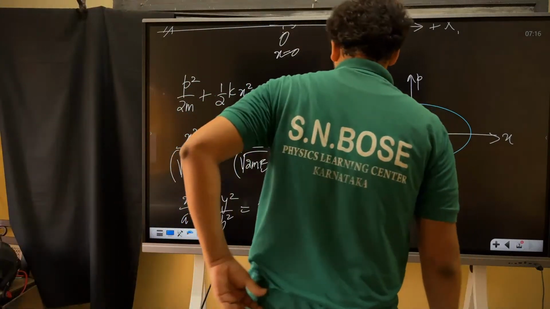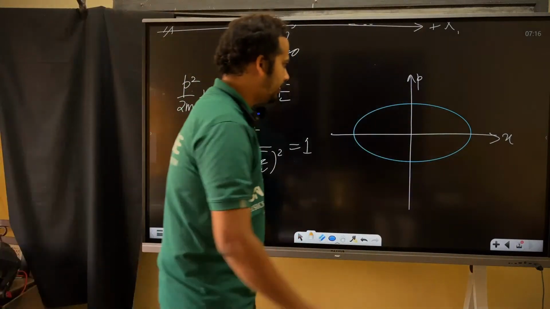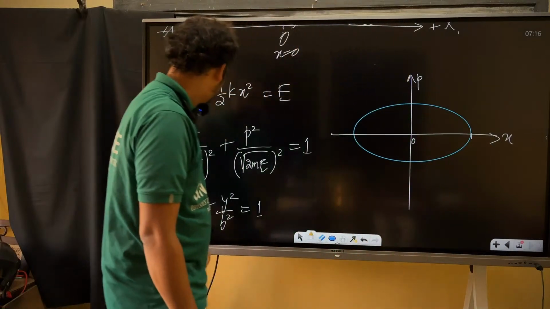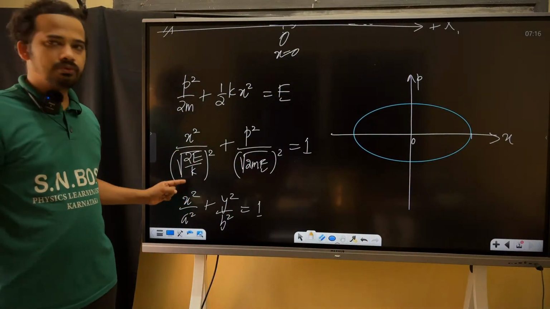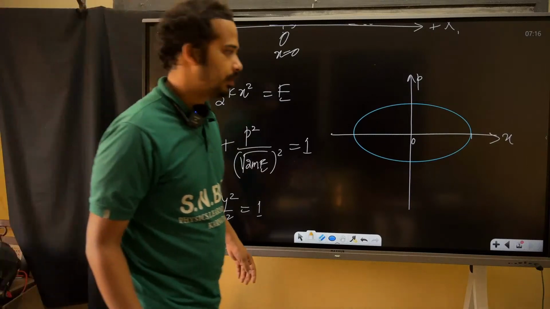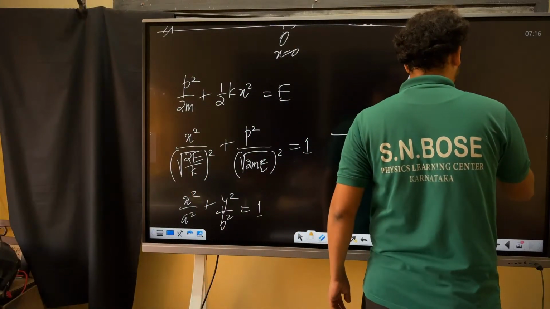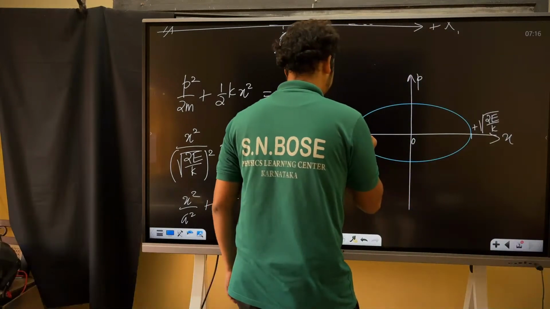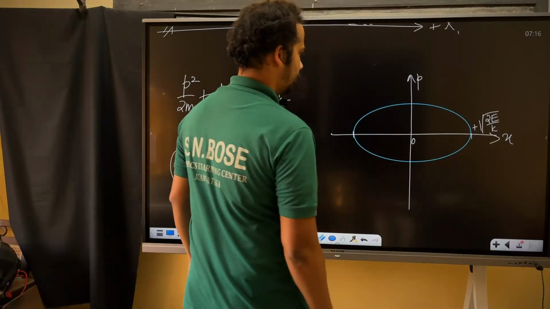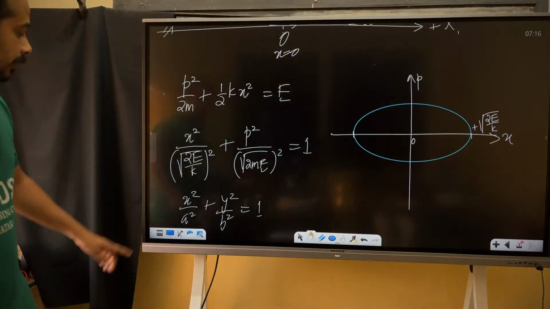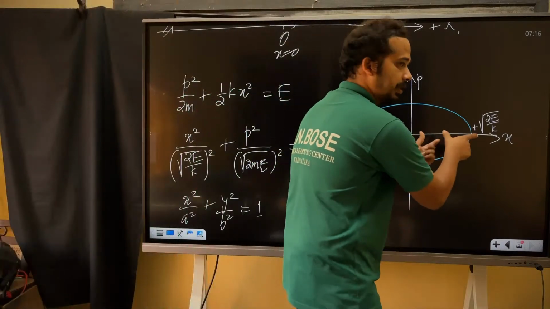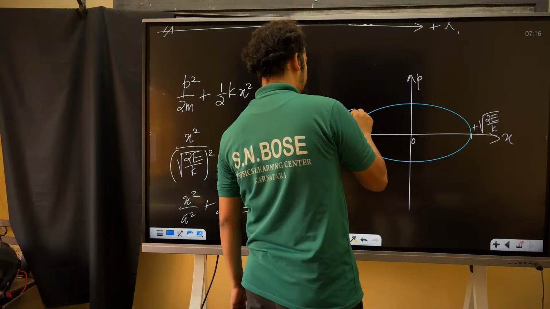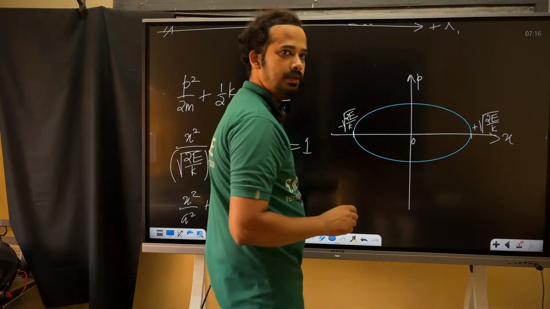Now, can you point out these points here? This is 0. From this equation, that root of 2e by k. Am I right? What is this one? This is plus root of 2e by k. This is the semi-major axis. Am I right? This is the semi-major axis, and this is the total major axis. This is minus root of 2e by k.